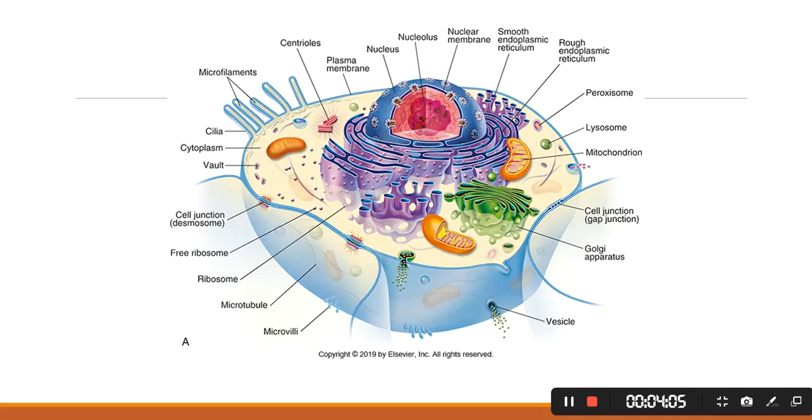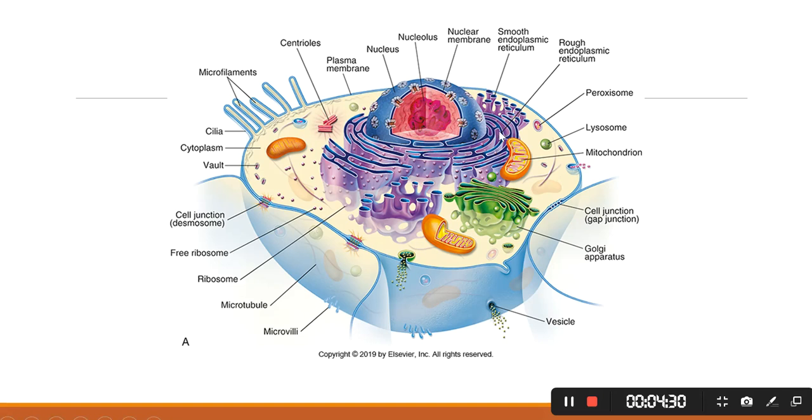This is the basic cell structure, the diagram of a cell. This central area over here is our nucleus, which will again have a nucleolus. The nucleus is surrounded by the nuclear membrane. It is the most important part of the cell because it contains all the genetic information in the form of chromosomes. Outside the nucleus are the endoplasmic reticulums.